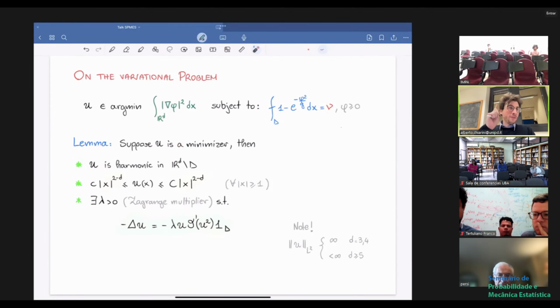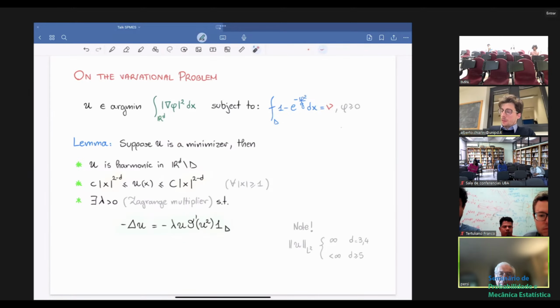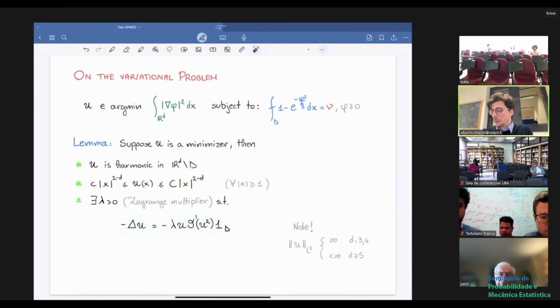there is one first question, whether there is a unique one. And this is not clear, and it is probably not true. The other interesting feature is that the minimizer U is quite nice, is regular, is harmonic outside of the macroscopic set D. This just comes from a first order perturbation argument of the Dirichlet energy. And since it is harmonic outside of the set D, it decays like x to the power 2 minus d.